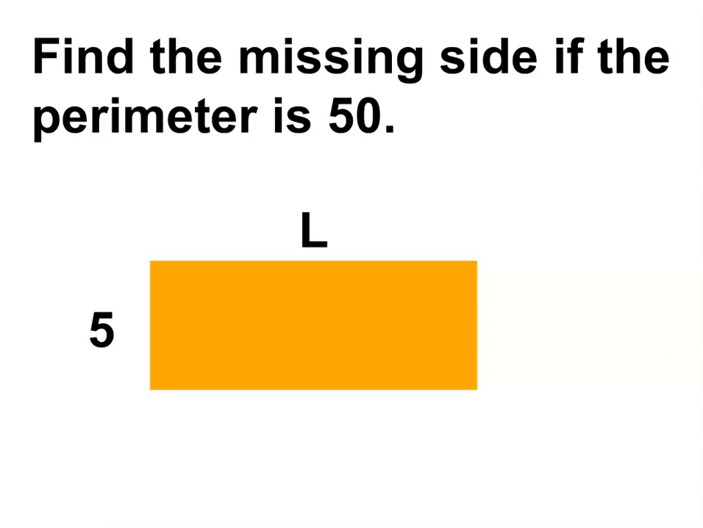This video for F8, finding the missing side of a rectangle if you're given the perimeter. So we've been given 50 toothpicks or 50 cubes or 50 blocks or something to build this whole rectangle. And we know this side is going to be 5, left side, which also means the right side is going to be 5. The top is L, which means the bottom is also going to be L.